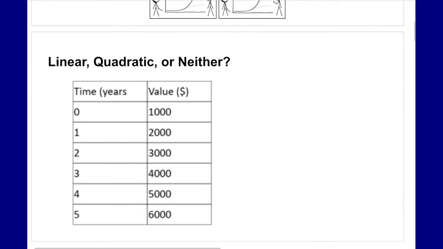So let's take a look at a couple examples and see if we can determine if it's linear or quadratic or neither. So in this example, looking at time in years and value, would you say it's linear, quadratic, or neither?